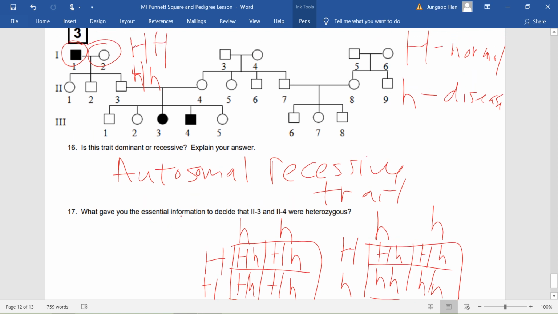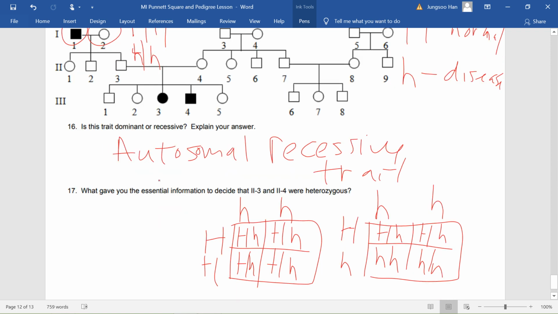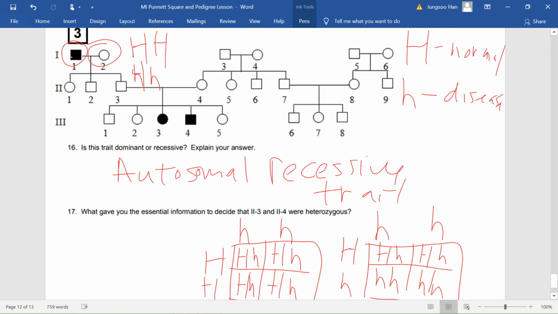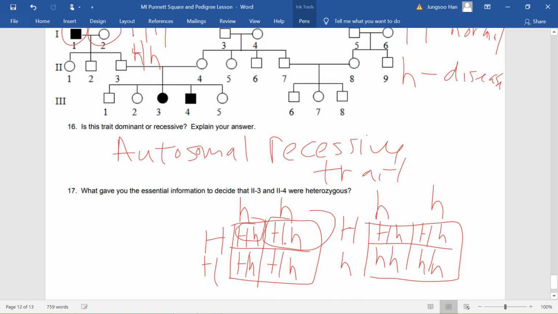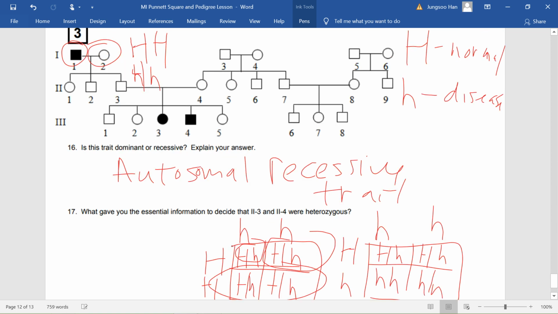If you look at the 3 children, none of them have the disease. The odds are a 50% chance they'll have a child with the disease. So most likely the woman, individual 2 in generation 1, is big H, big H. So what that means is, in generation 2, the children, individual 1, 2, and 3, are most likely the big H, little h genotype. So they're heterozygous. So that's basically how I figured that out.